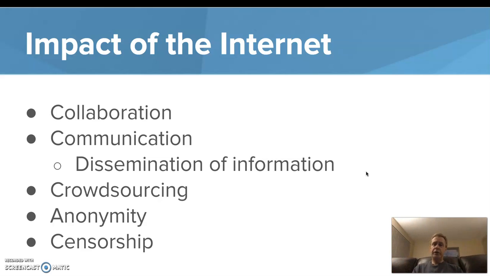Like with any computer innovation, there definitely are impacts that the internet has had over time, both good and bad, both beneficial and harmful, unfortunately. These are some of the things that I'm going to go over with you guys in the remainder of this particular slide presentation.